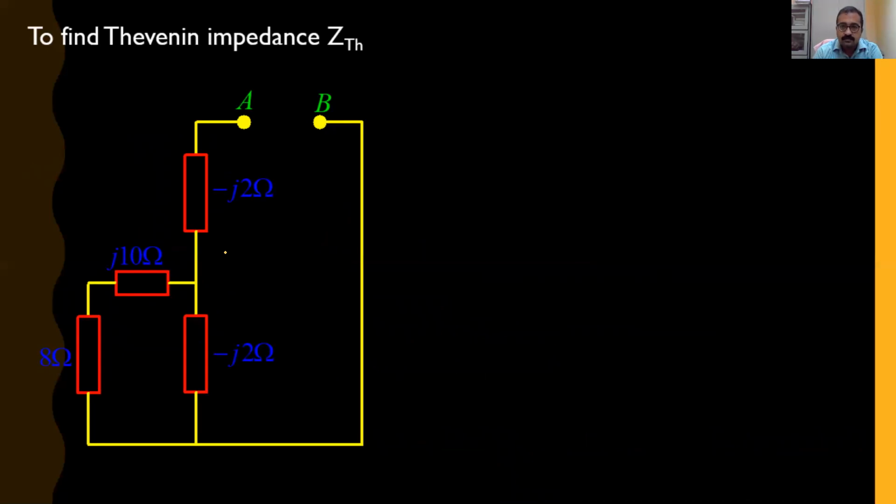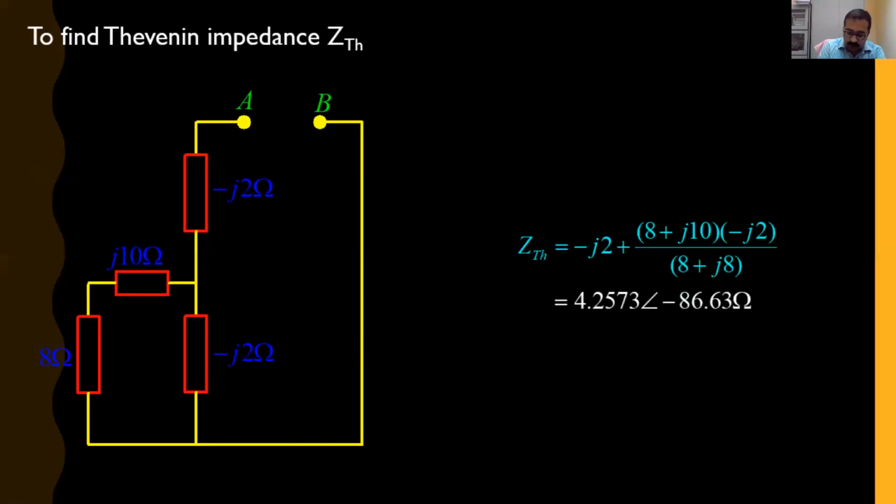Now what next? You have to find the impedance seen from points A and B. Assume a current is entering through point A. After reaching this point, it will split into two. One will flow through 8 plus J10 and the other branch through minus J2. They are in parallel, and that combination is in series with minus J2, from which you can find the Thevenin impedance. The Thevenin impedance will be 4.2573 angle minus 86.63 ohms. Are you following me?